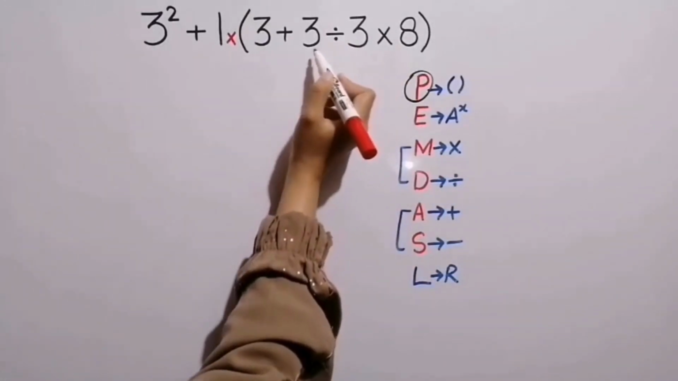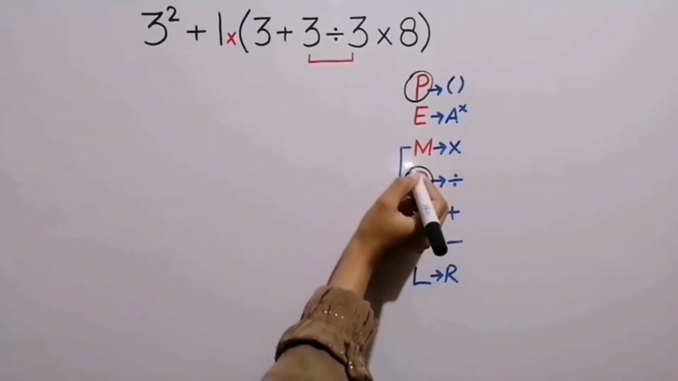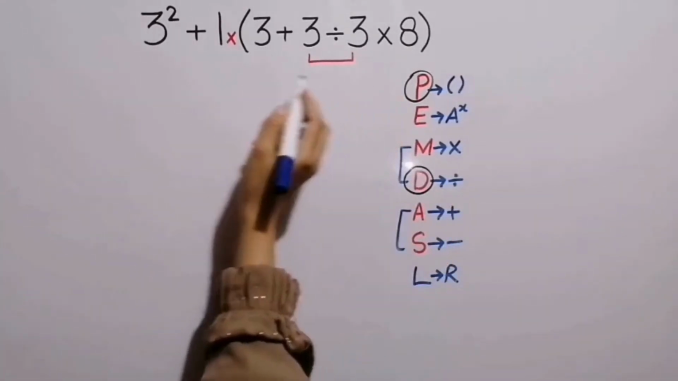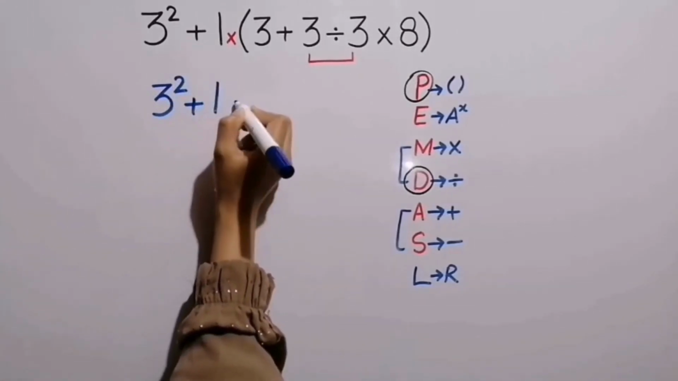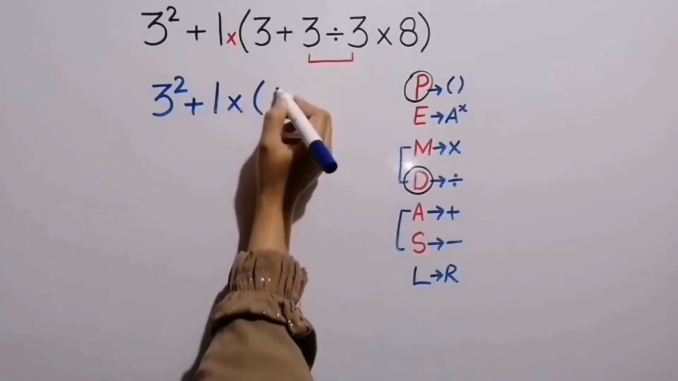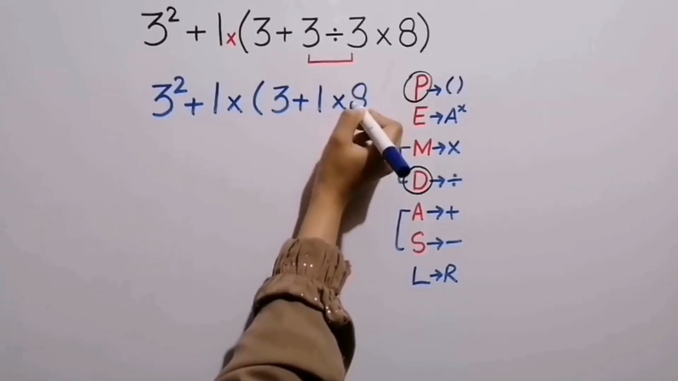So, first we do division between 3 and 3 because division comes before addition. We simplify this expression as 3 to the power of 2 plus 1 then multiply (3 plus 3 divided by 3 equals 1 then times 8) inside the parentheses.